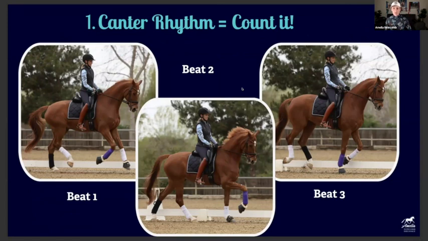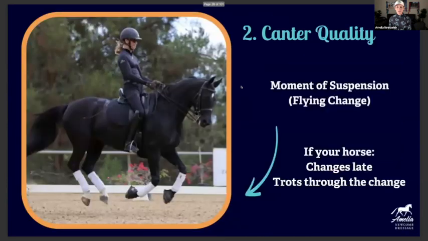The first and most simple one is the canter rhythm. And one of the best ways to improve your canter rhythm is just to count it out loud. So 1, 2, 3, 1, 2, 3, 1, 2, 3, 1, 2, 3. That's going to help you to get in the right timing to ask for the canter, and that's also going to help to improve your canter quality.